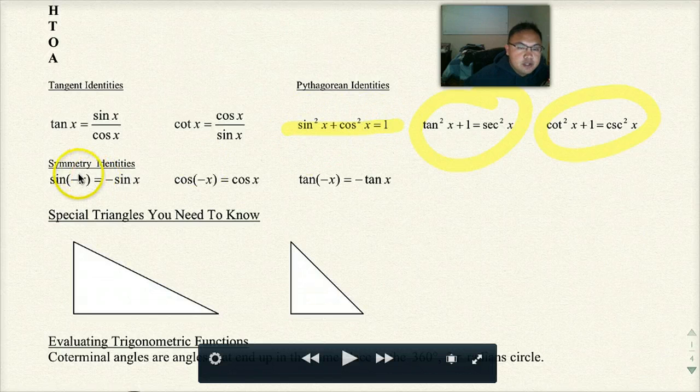There's also the symmetry identities. This one's even hard for me to memorize, but just so you know, sine of negative x is the same thing as negative sine x. Cosine of negative x is still the same thing as cosine x. And tangent of negative x is the same thing as negative tangent x. Again, it's pretty confusing, but if you can memorize this, it helps you out a lot.